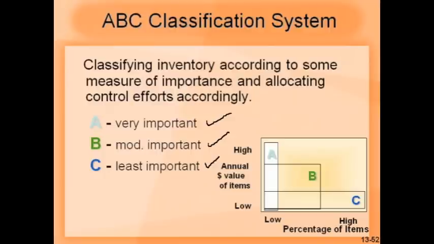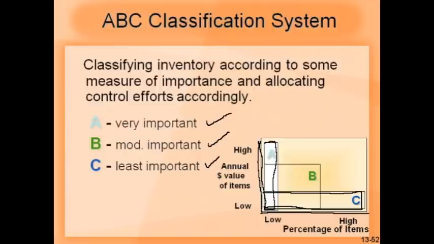So if you look at the chart, you can see the percentage of items on the x-axis and dollar value on the y-axis. So there could be items which are classified under A which have low percentage in terms of numbers, but in terms of dollar value they may be highest. So they are classified as A. On the other extreme we have C. Although they are many in number, in terms of dollar value they are not very high.